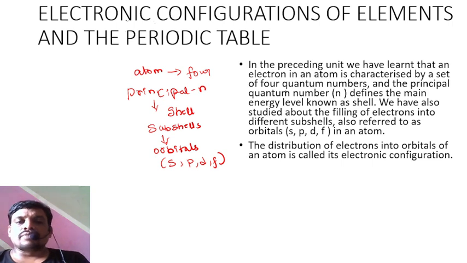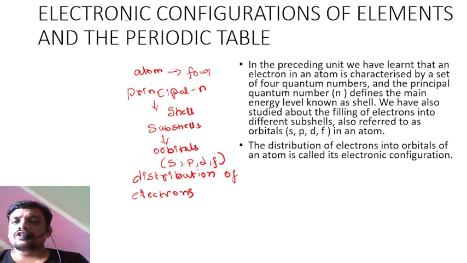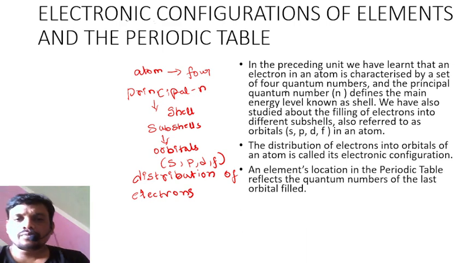So simply, I am defining here what is electronic configuration. The total distribution, which means spreading, of electrons in the subshells which I mentioned above, s, p, d, f, is nothing but electronic configuration. An element's location in the periodic table reflects the quantum number.